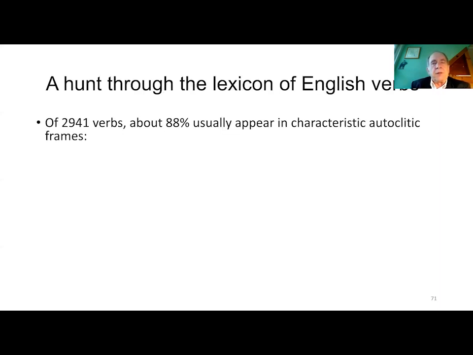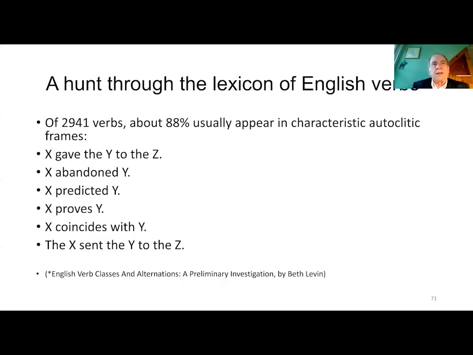I went through a lexicon of English verbs on the internet. Someone came up with a list of 2,941 verbs, and I went through that list and found that about 88% of them typically appear in characteristic autoclitic frames. "X gave the Y to the Z," "X abandoned Y," "X predicted Y," "X proves Y," "X coincides with Y," "X sent the Y to the Z." So verbs usually do require this kind of allocation of function to position. The exceptions are verbs of being and other verbs of that sort.